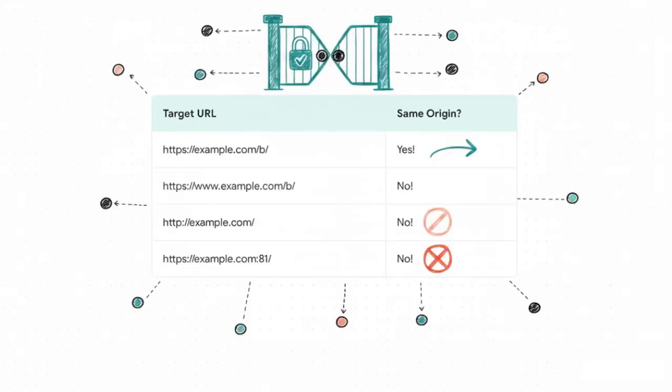Let's do a quick rapid-fire check to see this in action. Notice how even the tiniest tweak completely breaks the same origin rule. Let's say our base URL is https://example.com. If we try to access example.com/b, we're good. Yes, that's the same origin because the protocol, host, and default port are identical. But what if we add www to the hostname? Boom. No, hostname mismatch. What if we drop the S and swap HTTPS for HTTP? No, protocol mismatch. And what if we try to access port 81 instead of the default? Absolutely not. It is an incredibly strict rule, and for very good reason.